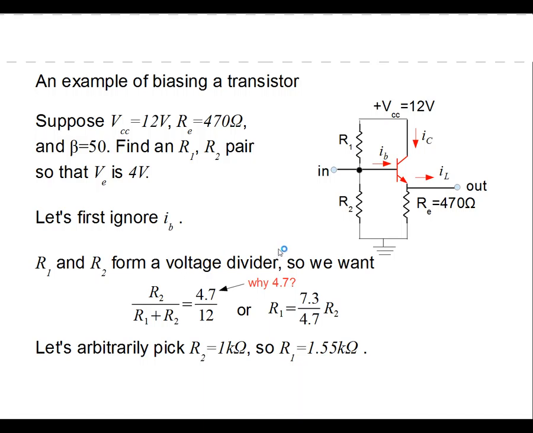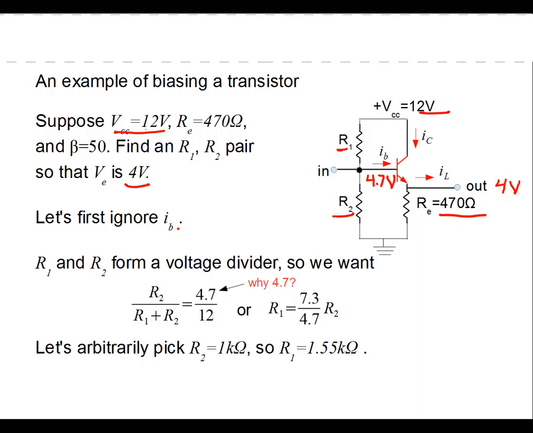Okay, so let's look at biasing a transistor here. Suppose that we have a situation where VCC is 12 volts right over here. We just arbitrarily set the emitter resistor to about 500 ohms, and then we want to find a pair of resistors here so that the output potential, VE, is equal to 4 volts. So we want 4 volts here. In order to get 4 volts here, we need 4.7 volts on the base.